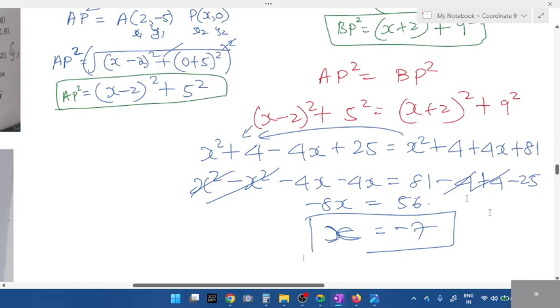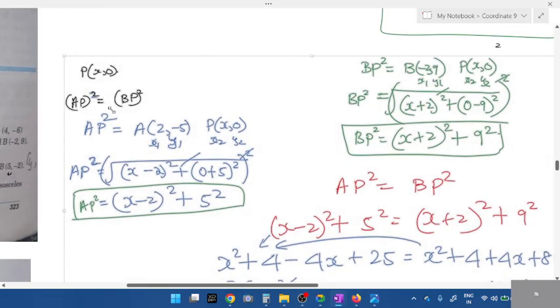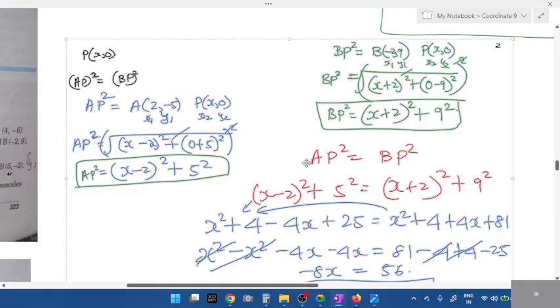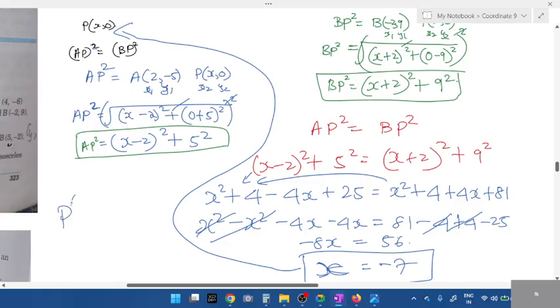All of you understood? The next one, just skip, students. Instead of x comma 0, 0 comma y, same question, same solution. So this you have to substitute here. Look here. So we had P x comma 0. The answer is, what is P coordinate? In place of x, what you have to write? Minus 7 comma 0.